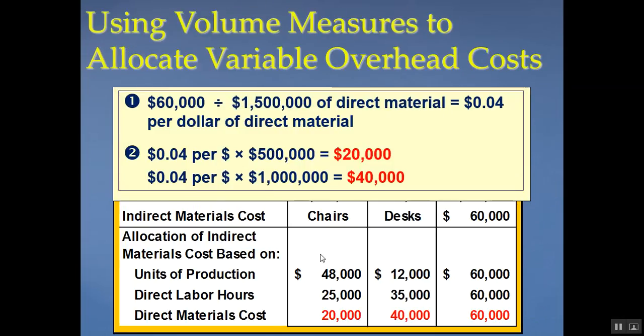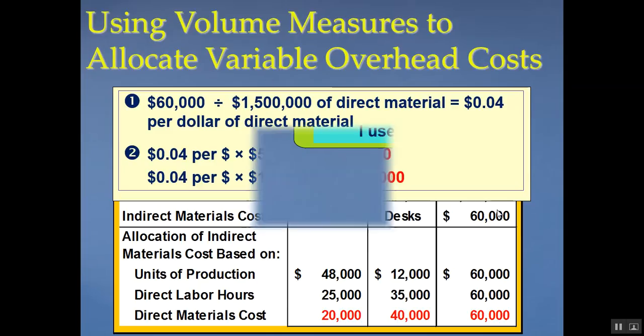So you can see here that the total is always going to be 60,000, but dependent on the allocation cost driver that we use, we could end up with very different results. When we're using units of production, our chairs cost a lot more than our desks. But if we're using direct materials cost, our desks end up costing a lot more.